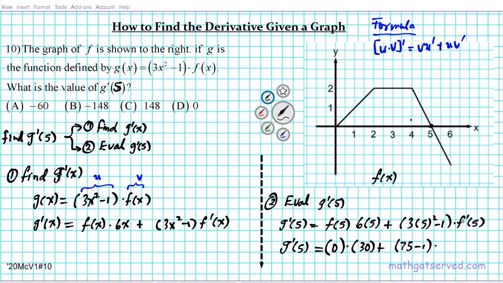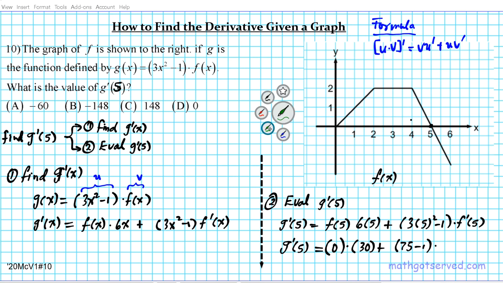Alright, to find f prime of 5, we're going to be finding the slope of the tangent line at 5. Now, since this point right here is in the interior of a straight line, this entire line is equivalent to the tangent line. Whenever you're looking for the derivative on an interval where the function is linear, that function represents your tan line. So all you have to do is find the slope of the line, because the slope is constant on that interval.